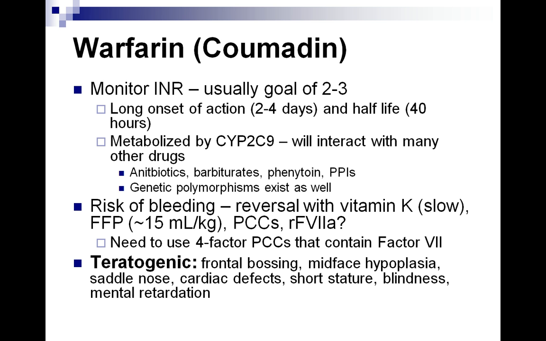Or nowadays, we're able to use the PCCs, the prothrombin complex concentrates. People have used recombinant factor 7A to reverse Coumadin, and this seems to be less popular nowadays based on the current evidence. But we do need to remember that the best PCCs are the 4-factor PCCs that contain factor 7.